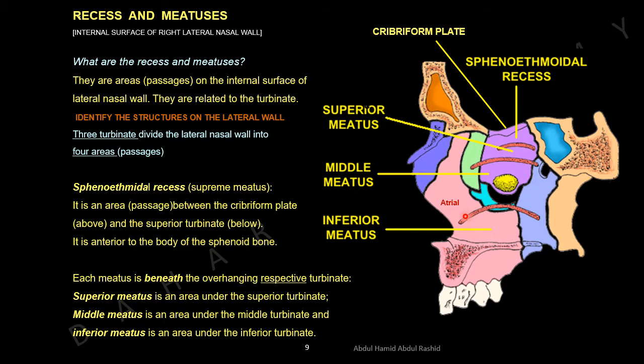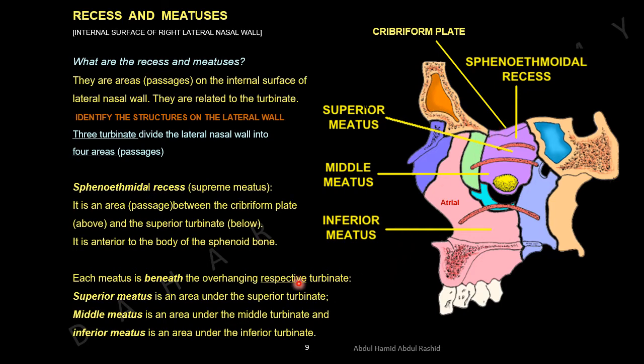Now we are going to talk about the passages or spaces related to the turbinates. Above the superior turbinate, that is between the cribriform plate and superior turbinate, is a passage in front of the sphenoid bone called sphenoethmoidal recess. So sphenoethmoidal recess is above the superior turbinate, below the cribriform plate.